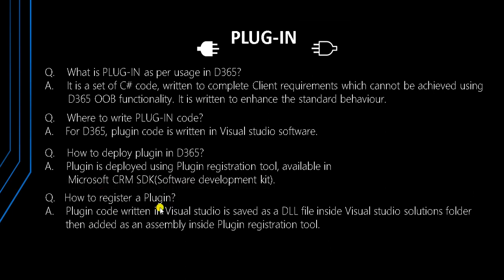So how to register a plugin? Plugin code written in Visual Studio is saved as a DLL file inside Visual Studio Solutions folder, then added as an assembly inside plugin registration tool. So I'll let you know about registration and deployment in coming videos. Let's continue with this video.